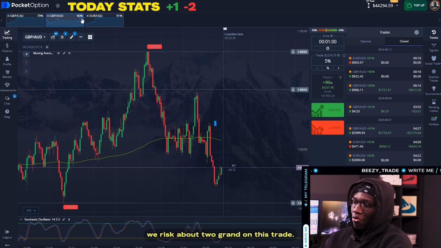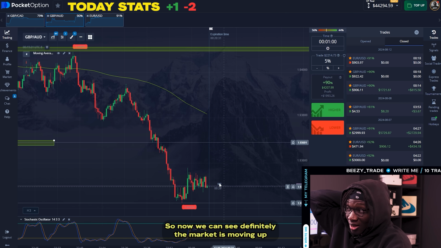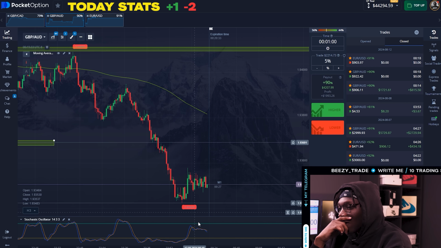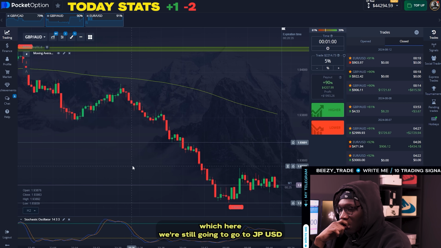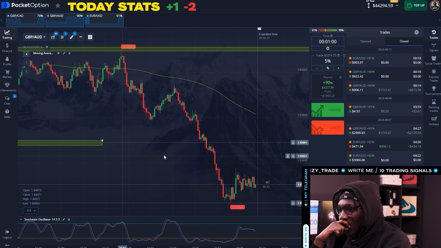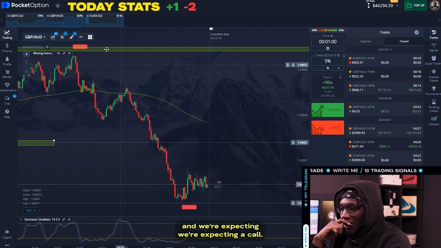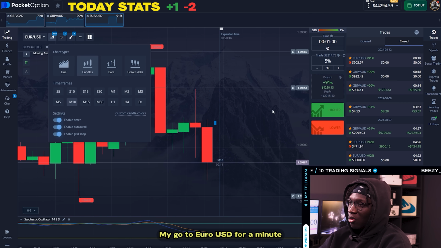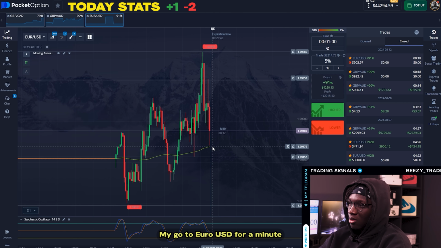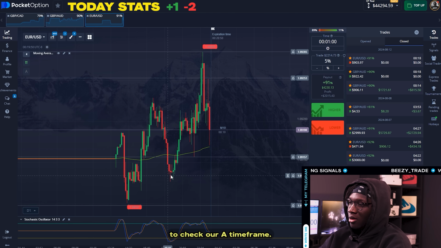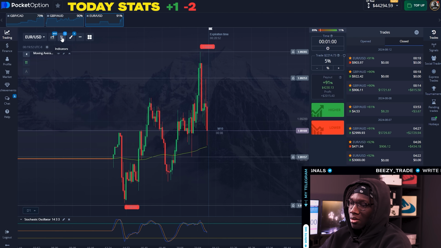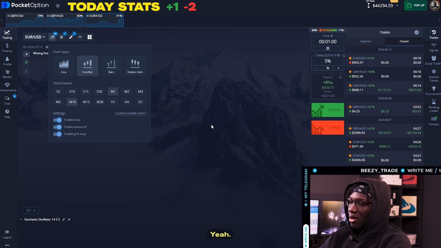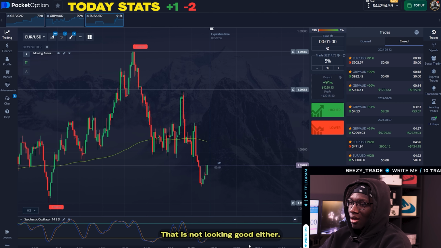We'll risk about $2,000 on this trade. So now we can see definitely the market is moving up, which here, we're still going to go to JPY USD, and we're expecting a call. We're expecting to enter a call right here. I might go back to Euro USD for a minute. Let's check our high time frame, M10. Yeah, that is not looking good either.